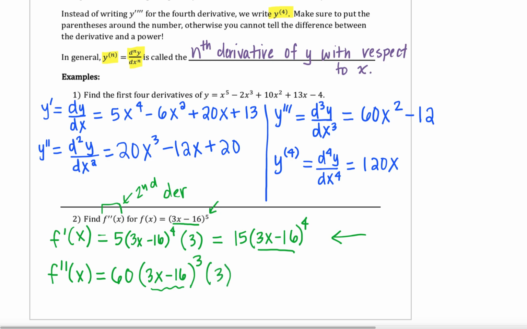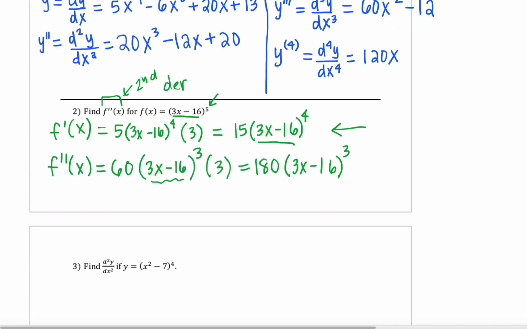Now we could continue to clean this up, especially if we were finding more derivatives after this. 60 times 3 gives us 180 as our coefficient, and then we get 3x minus 16, all to the 3rd power. And that would be our second derivative. The simplifying is definitely helpful if we want to find a third and then maybe a 4th or a 5th derivative from there. Okay, let's look at some more examples.